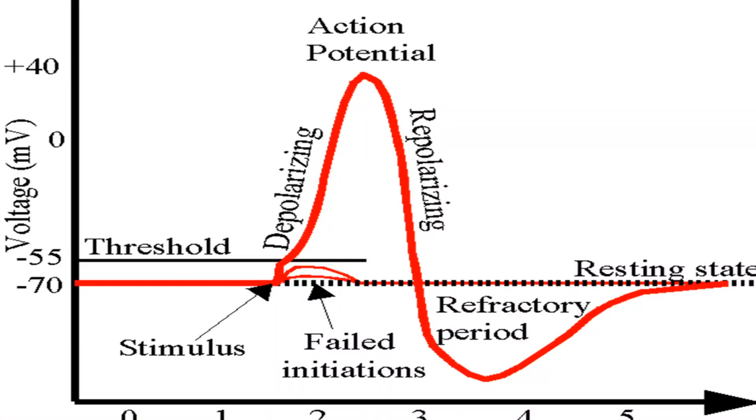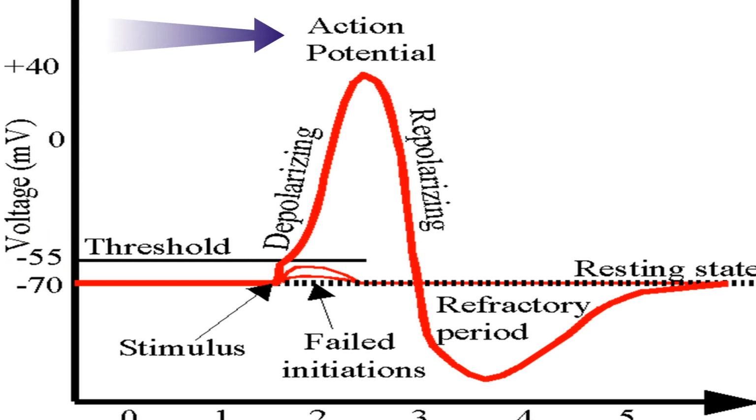Let's see this chart. This chart is showing all what is happening in the cell. Minus 70 is resting membrane potential. At minus 70, some stimulus came, and if that stimulus was strong enough to open the ion channels for such a time that the voltage increases to minus 55, the action potential will happen.